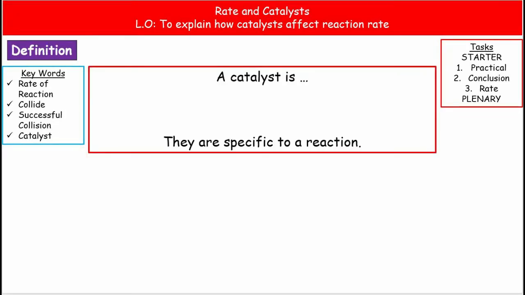One of the words that we have met throughout our course at earlier stages is catalyst. So what I'd like you to do is write down what a catalyst is. And then remember that when we're talking about these catalysts, they are specific to a reaction. So write down your definition of what a catalyst is, and then the second sentence in your books for me. I'm going to give you about a minute and a half to do that.